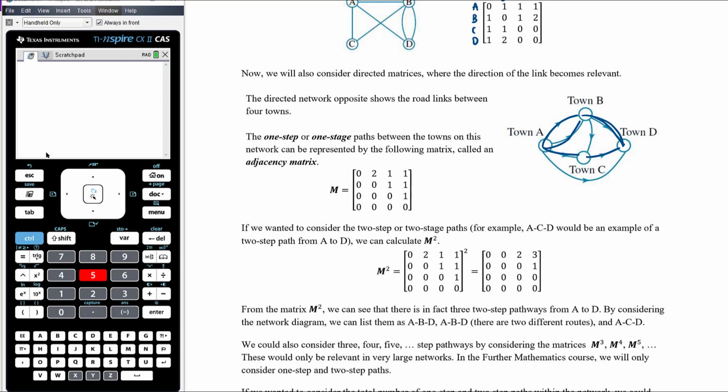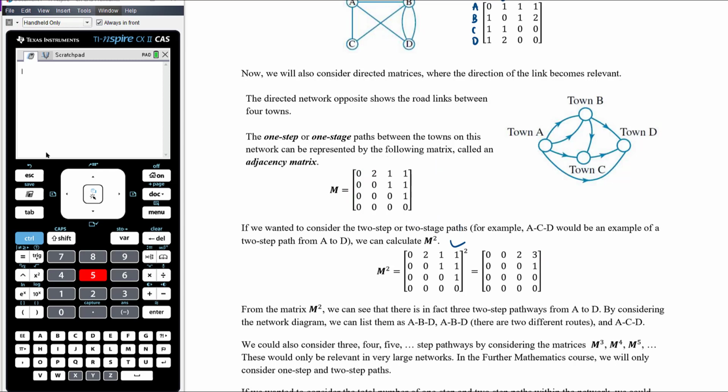And we can calculate the 2-step paths by taking our 1-step matrix, our adjacency matrix, and squaring it. That would calculate the number of 2-step paths. And that's where we're seeing this number 3 here in the top right. To get from town A to town D, we have 1, 2, and 3 ways of doing that in 2 steps. There is one way of doing that in 1 step, but the M squared matrix is giving us our 2-step paths.